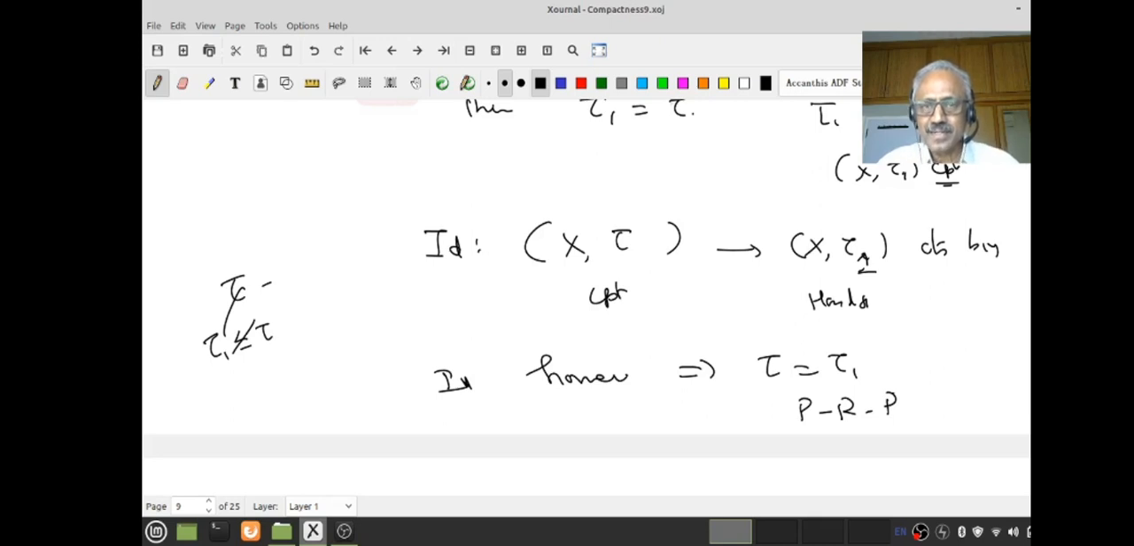On the other hand, if tau 1 is coarser than tau, and tau is a Hausdorff topology, then tau 1 need not be a Hausdorff topology. But tau is compact, therefore I know tau 1 is compact. Now we are going to prove that tau 1 equals tau, even though it's coarser. See, this is the maximal-minimal principle. Nothing less than tau could be Hausdorff, and nothing more than tau can be compact, if tau is both Hausdorff and compact.